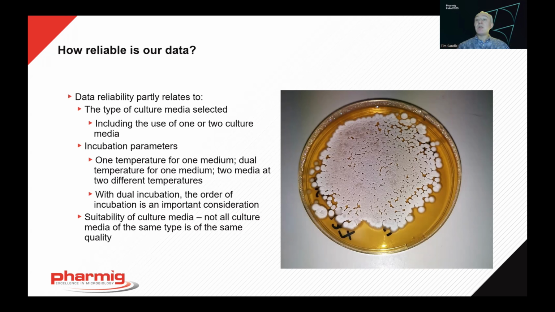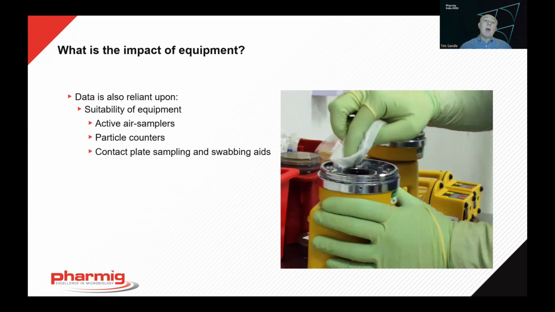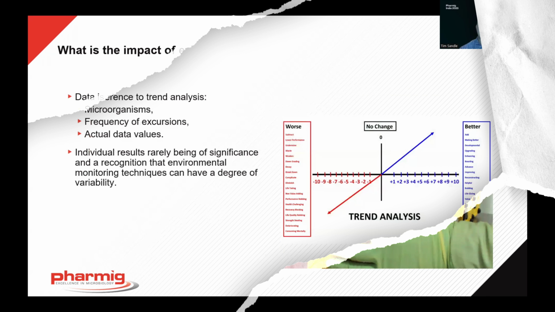There are some advocates who say we can go for a single temperature. I am not one of them. I think the two media or two temperatures is the most important thing for environmental monitoring programs. We also are going to have an impact of equipment as well, so using the right types of active air samplers and particle counters, how we take contact plates and so on. But I'll be looking at that shortly.